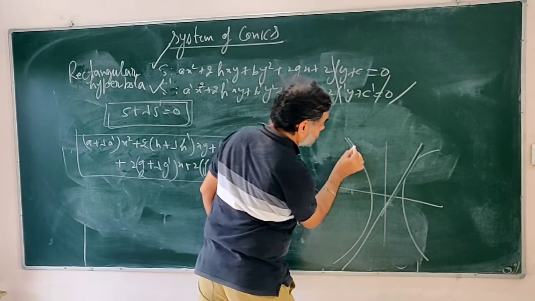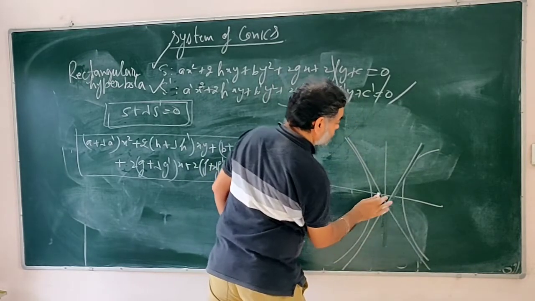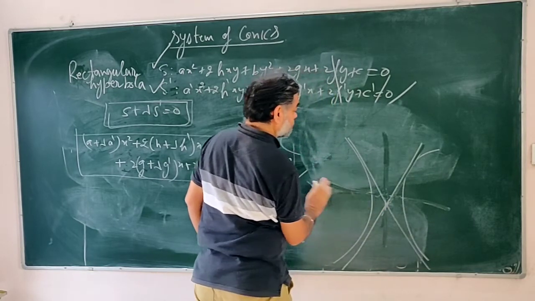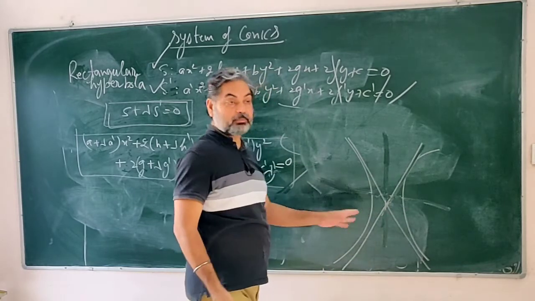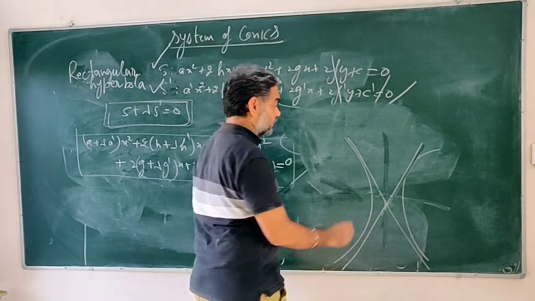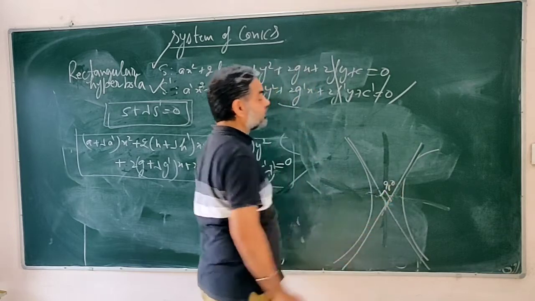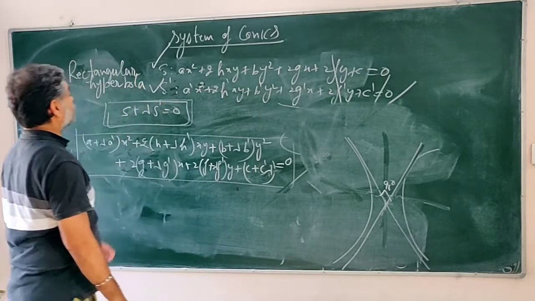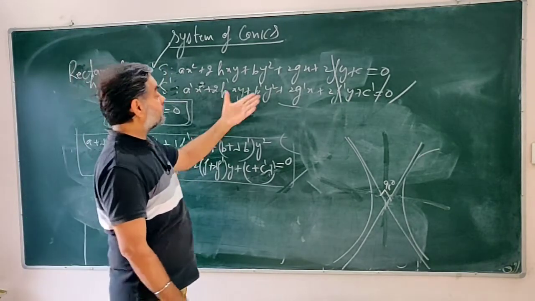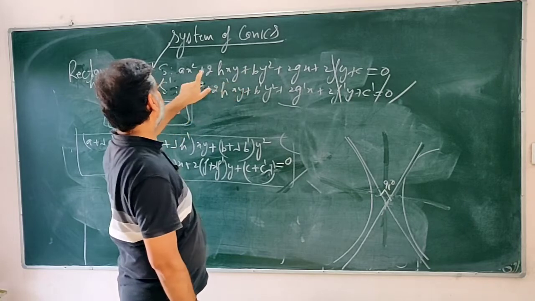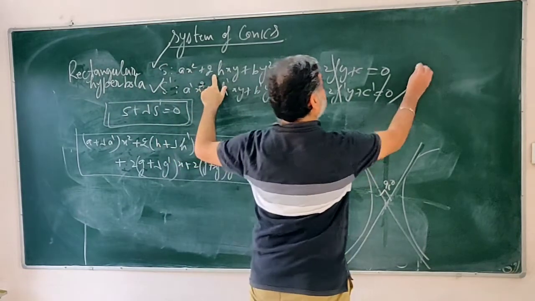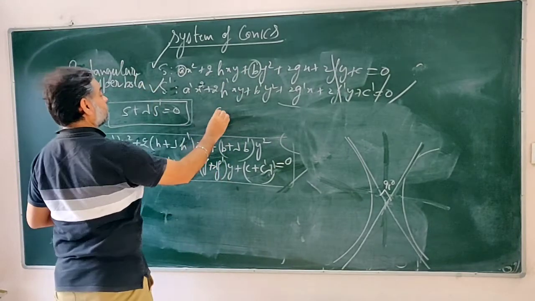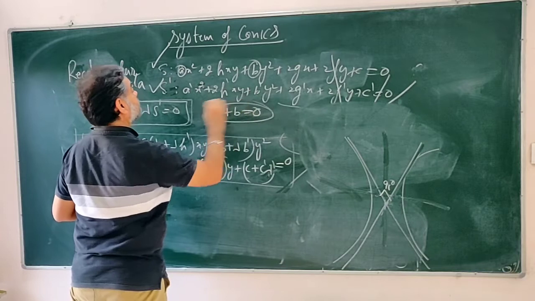these are the asymptotes of the hyperbola. If this is a hyperbola, then these two lines are the asymptotes of the hyperbola. If the angle between the asymptotes is 90 degrees, then we say that the hyperbola is a rectangular hyperbola. And how do we check that this is a rectangular hyperbola? If this is the equation of a rectangular hyperbola, then the coefficient of x square plus the coefficient of y square must be 0. So a plus b must be 0.